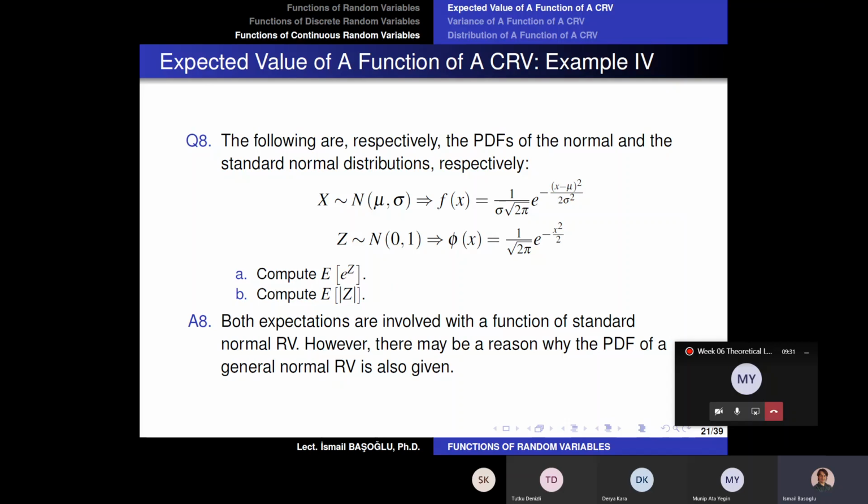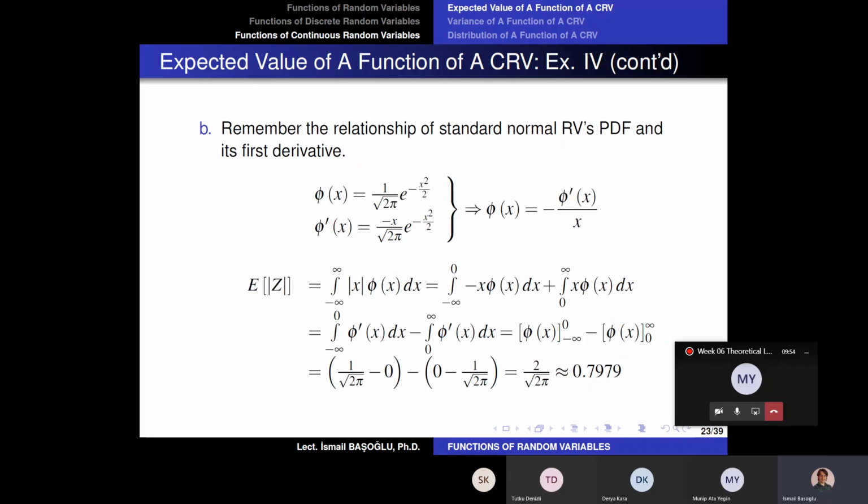So in the second part, we are going to compute the expected value of the absolute value of Z, where Z is a standard normal random variable, which has the expected value equal to 0 and standard deviation or variance equal to 1. So what is the expected value of the absolute value of Z? Now, how do we solve such an expected value?